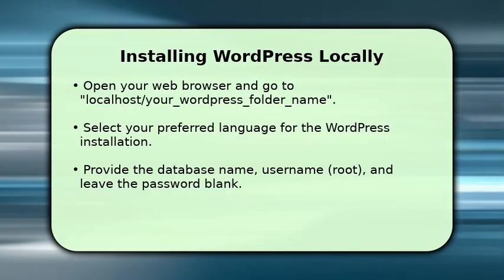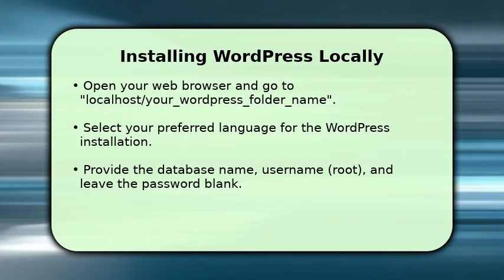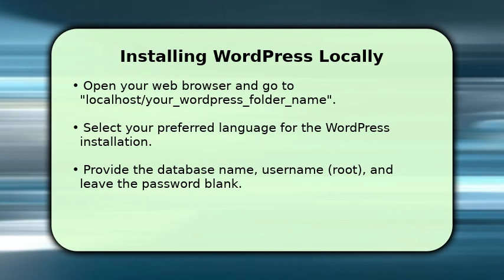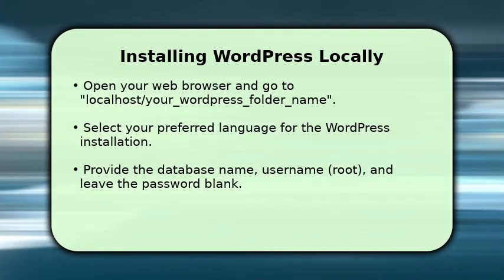In your web browser, navigate to localhost/your WordPress folder name, replacing your WordPress folder name with the actual name of the folder you extracted into htdocs. You will be prompted to select a language. On the next screen, enter your database name, use root as the username, and leave the password field empty. Click Submit and then run the installation.